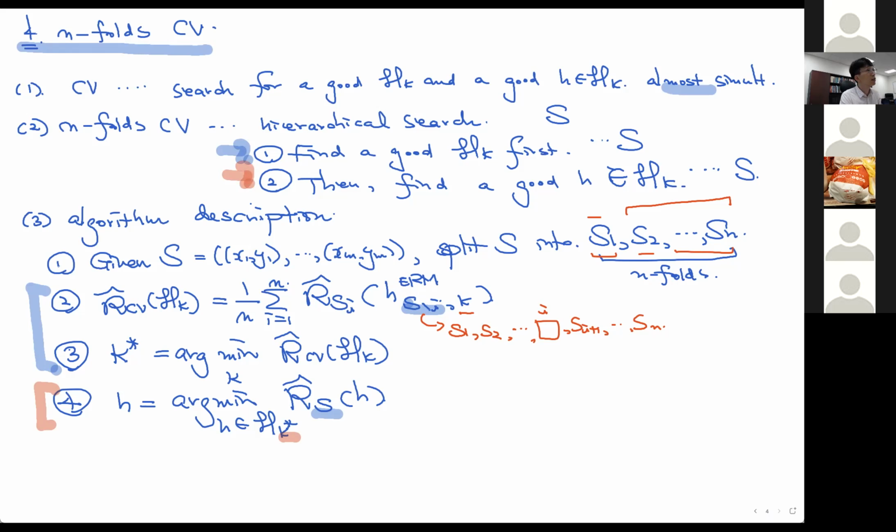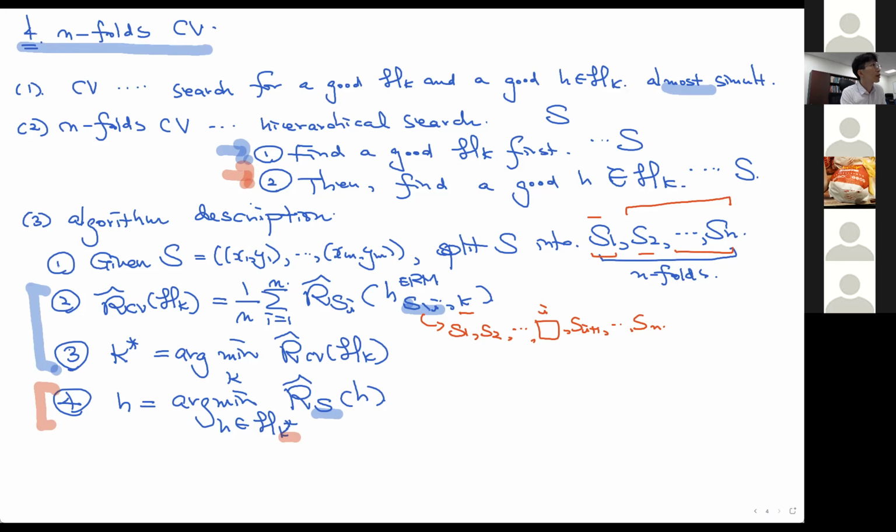So this idea of cross-validation has more flavor of a hierarchical search. We search for a good hypothesis set first in terms of generalization. And then once we find a good hypothesis set, we fix that hypothesis set, and then we just try to find the best hypothesis in the hypothesis set. In both processes, we use all the examples in the given sample. Okay.